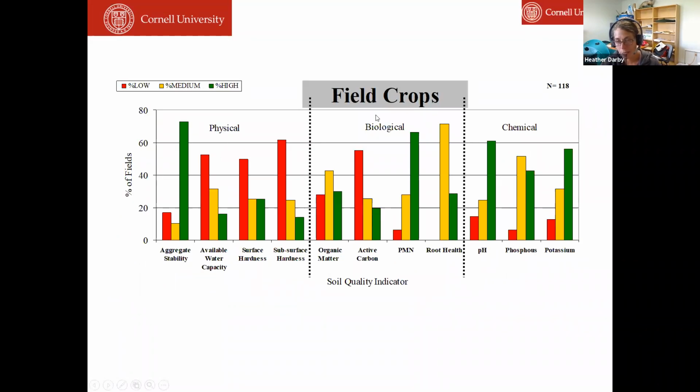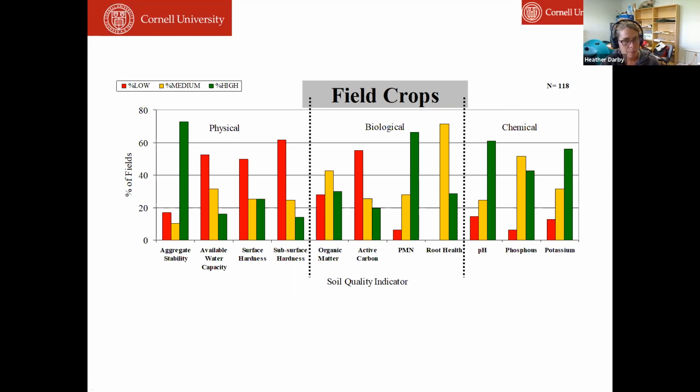So these would just be grain producers, essentially, just people growing like corn or soybeans. And again, you can see this is a little bit more of a mixed bag where we have green popping up on the chemical side of things, but still a lot of kind of low or medium testing chemical properties. The biology is a little bit all over the board, and the physical properties seem to be the most constrained.